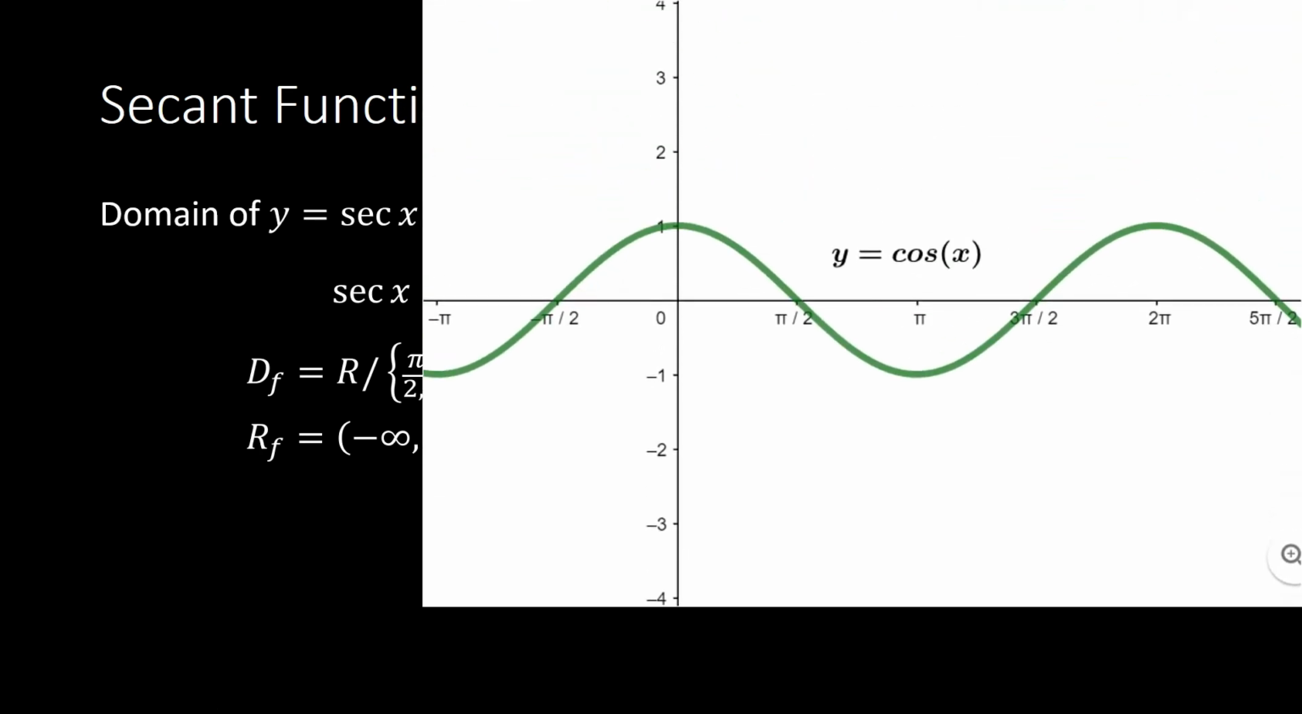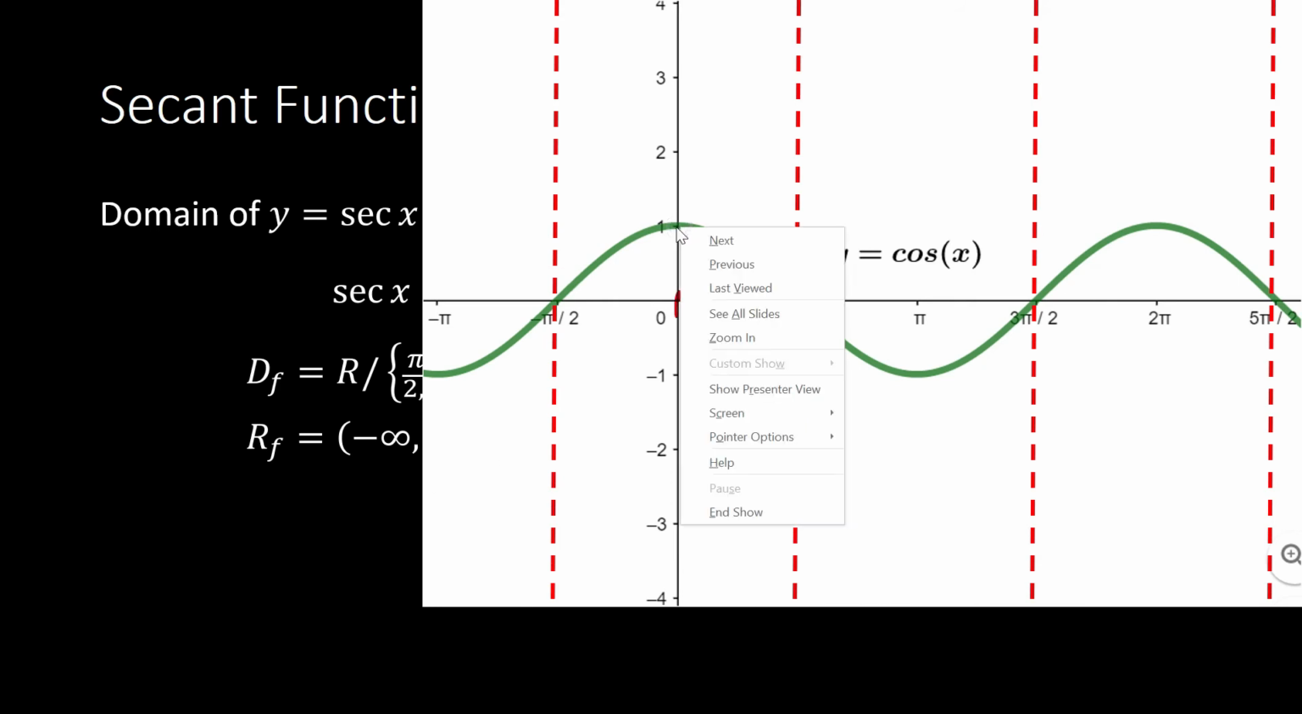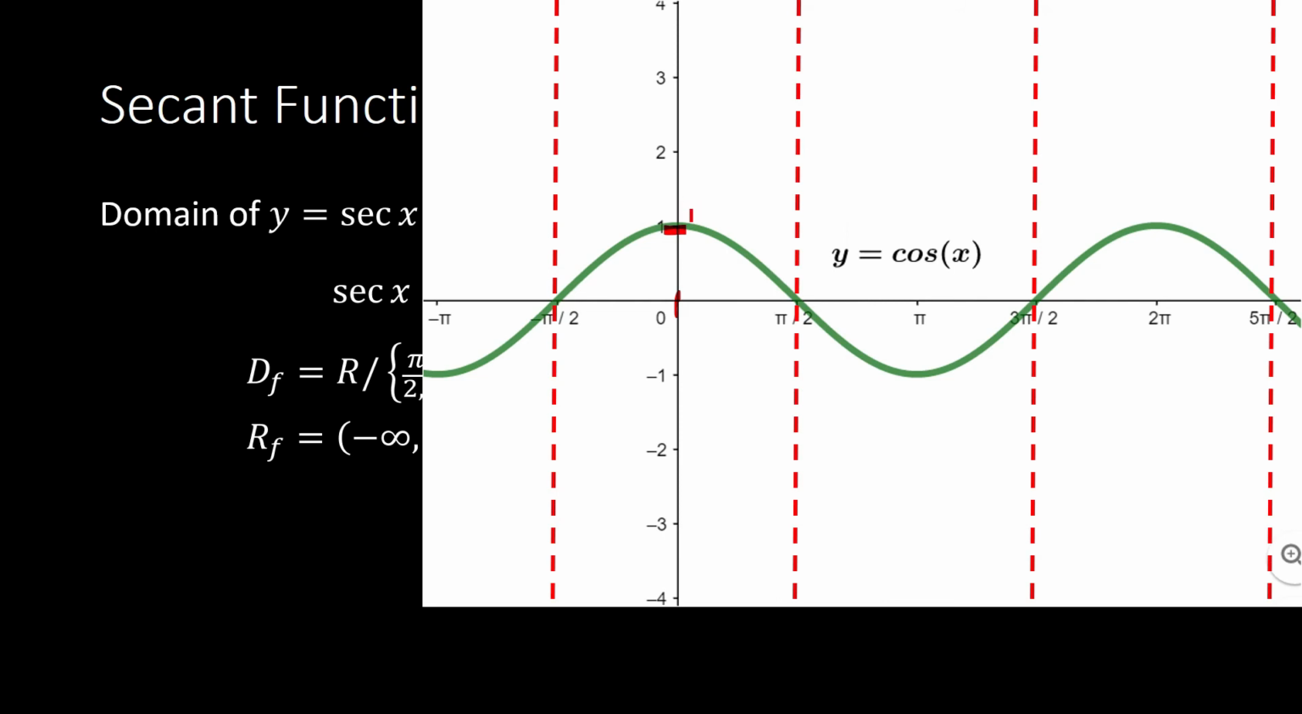So this is what you can do. Produce the graph of the function y equals cosine of x. And from this graph, we are going to produce the graph of y equals secant of x. Now we know that our second function would have vertical asymptotes. These are pi over 2, 3 pi over 2, negative pi over 2, all odd multiples of pi over 2. So look at what's going to happen. When x is 0, cosine of 0 is 1. And when x is 0, secant of 0 is also 1.